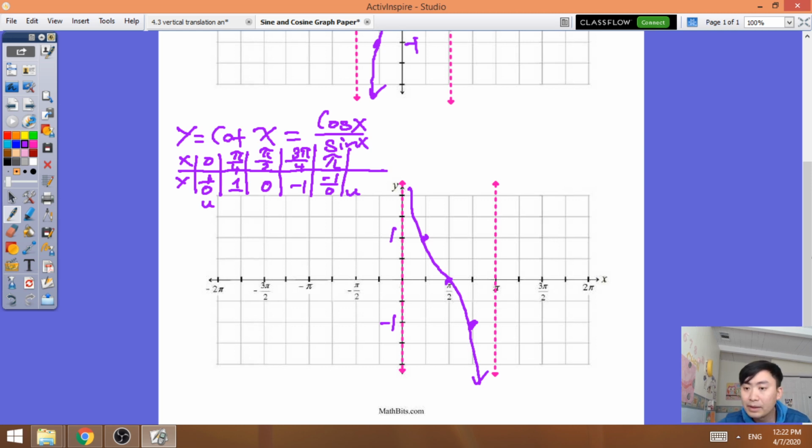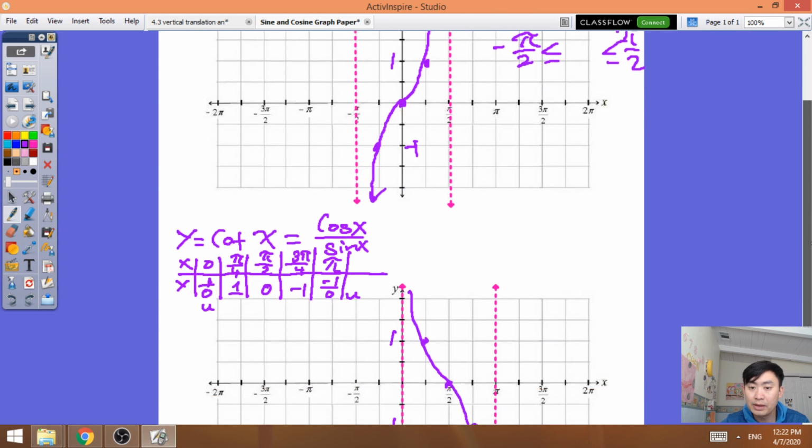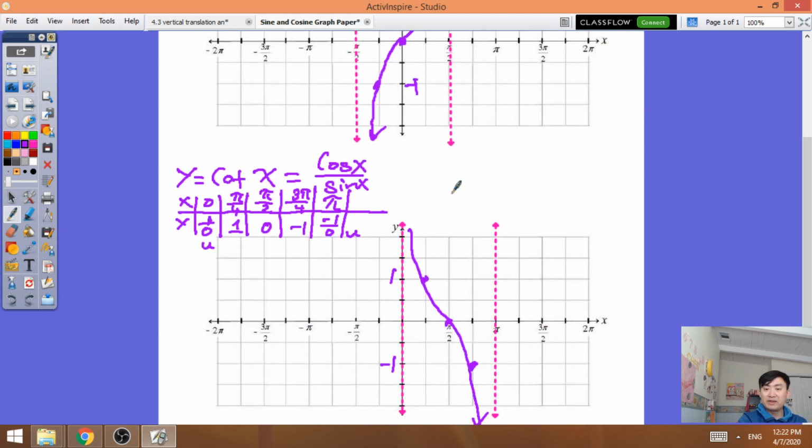So again, this one just shows the apparent graph of cotangent and tangent. And for those of you wondering, what about the one cycle test for cotangent? As you can see, that is bounded from 0 to pi. So that means the one cycle test for this is from 0 to pi.